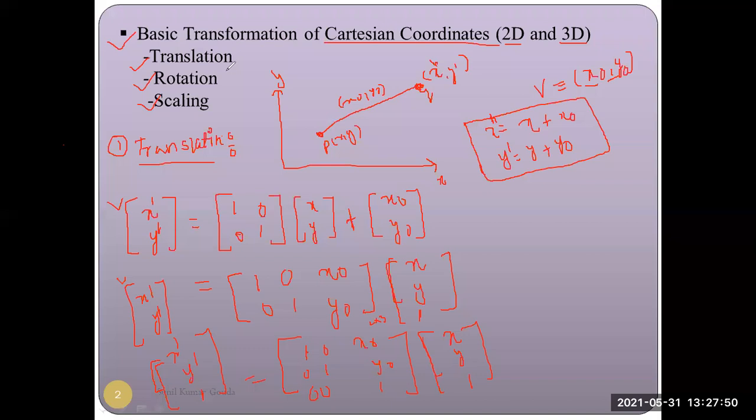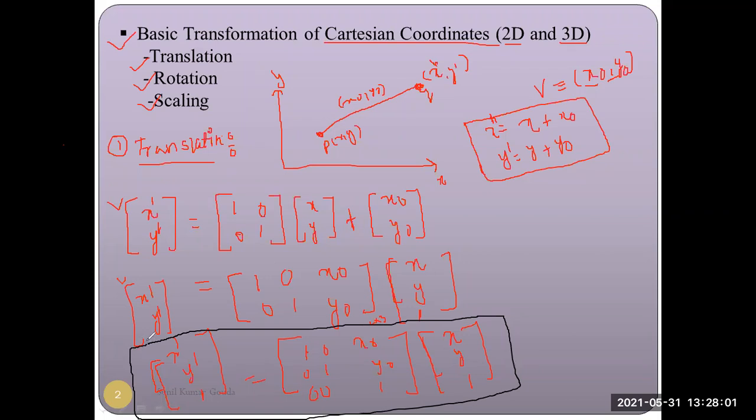So I can say this is the final equation which we have derived. This is called your symmetric format or standard format, or unified expression. When you solve this, you will get x' equal to x plus x0 and y' equal to y plus y0. Whenever I solve this, I will get exactly this. And this is called the translation matrix.